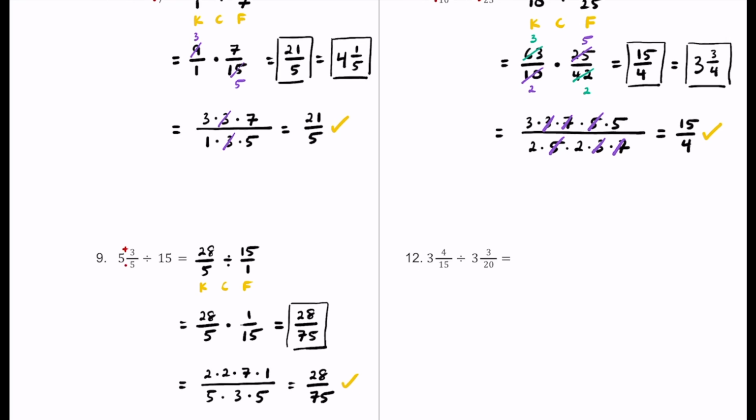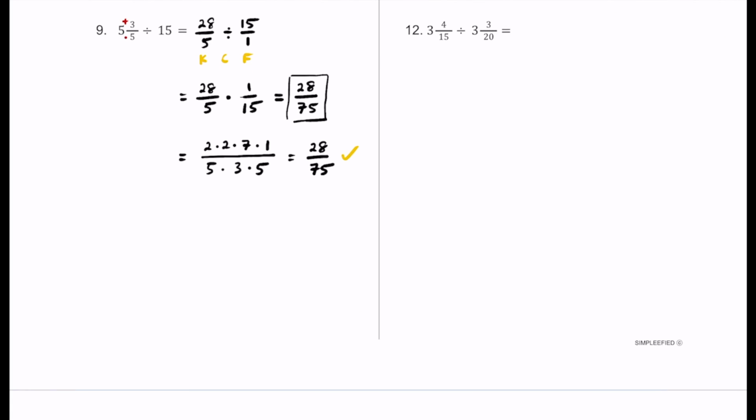Finally, for number 12, we have one more mixed number divided by another mixed number. So these require a little bit of work, but 3 times 15, let's turn this into an improper fraction. 3 times 15 is 45. 45 plus this 4 should be 49. So we have 49 over 15. And then we're going to divide this by, let's see here, 3 times 20 is 60, plus the 3 on top makes 63. So this is going to be 63 over 20.